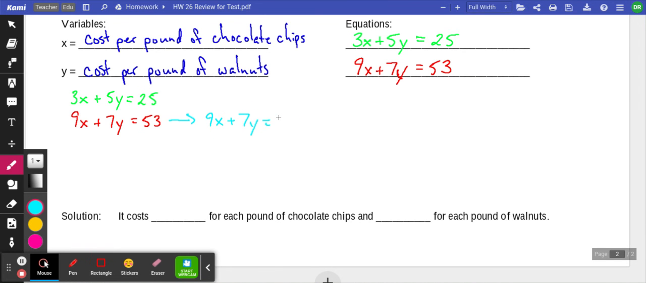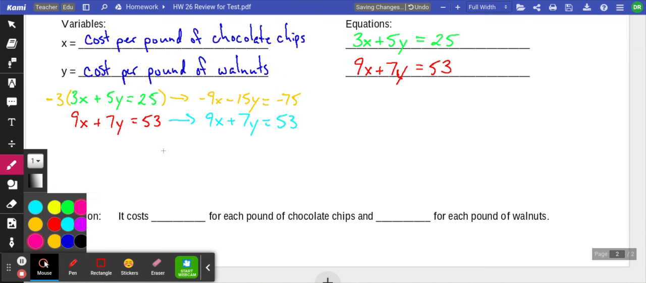So 9x plus 7y equals 53. But if we multiply the top equation by -3, then -3 times that 3x will give us -9x, just like we need. So I'll multiply by -3 to get -9x. -3 times 5y is -15y. And lastly, -3 times 25 is -75. And so we have these equations. The x's are going to cancel. We are ready to add.